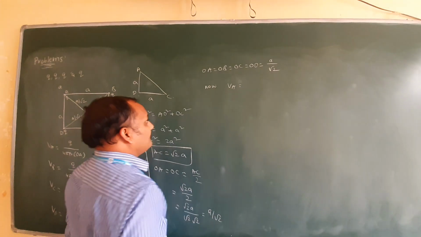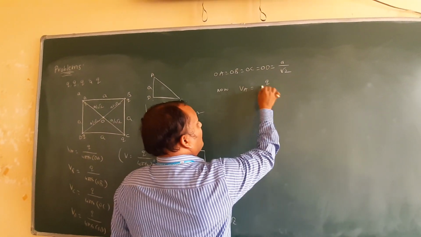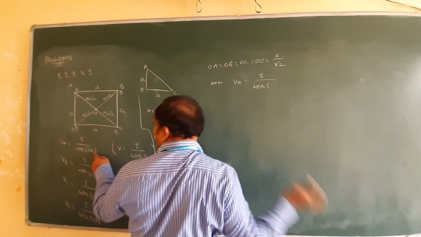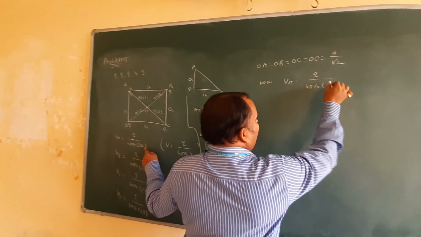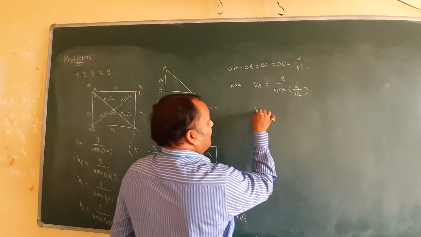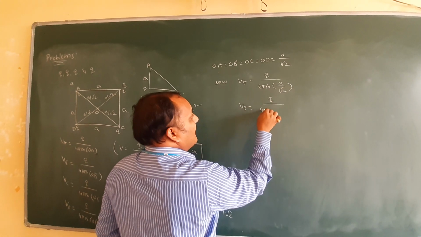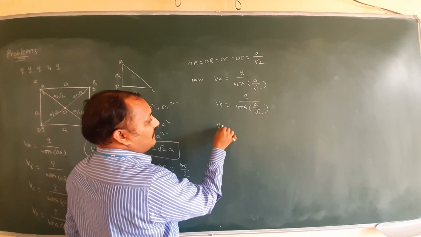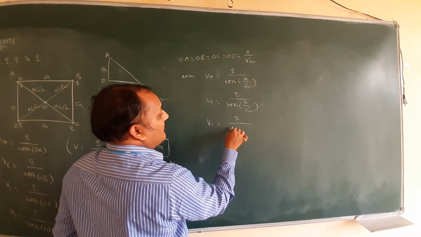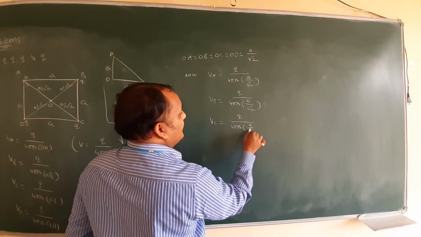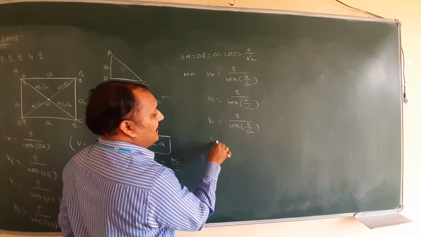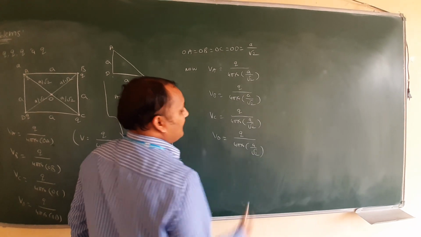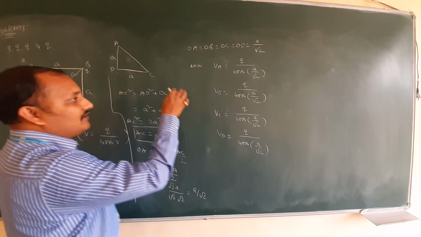Now, potential due to A, VA is equal to Q by 4 pi epsilon naught. What is OA in this formula? OA value now is A by root 2. Now, VB is equal to Q by 4 pi epsilon naught. Again, what is OB? A by root 2. VC, Q by 4 pi epsilon naught OC, OC is also A by root 2. VD is equal to Q by 4 pi epsilon naught OD, OD means A by root 2. So this is potential due to A, B, C, D.